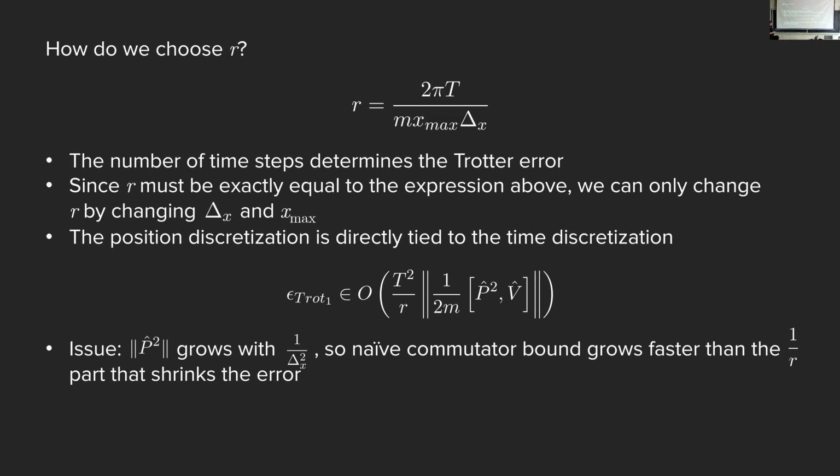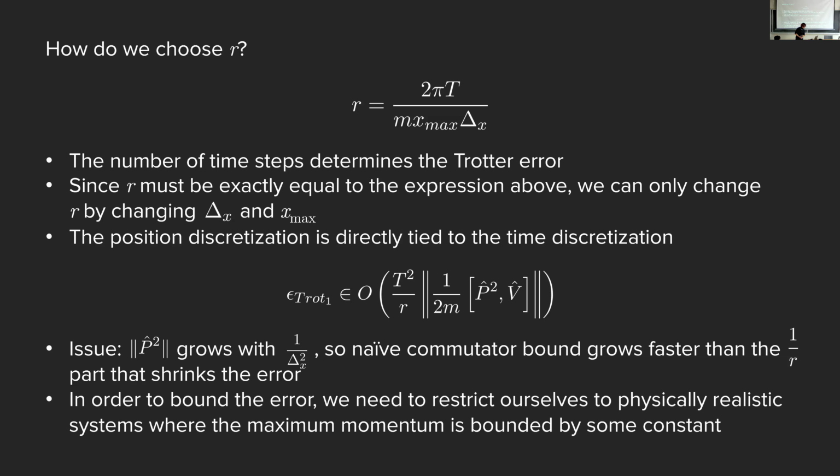So it turns out that this naive commutator bound will grow faster than increasing R will shrink the error. So in order to combat this, we just can't use the naive commutator bound. We need to restrict ourselves to physically realistic systems. So we can't let the momentum go extremely high. We can't have super large potentials. So everything has to be bounded by some constant, which is physically reasonable. Delta x is the size of the grid spacing.